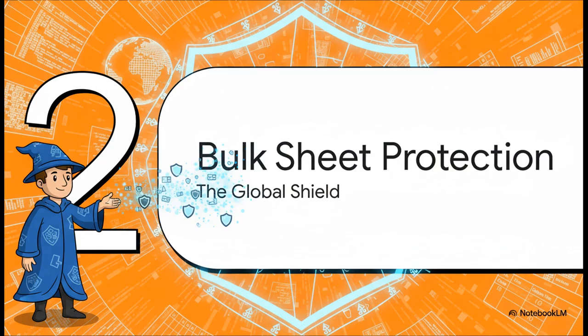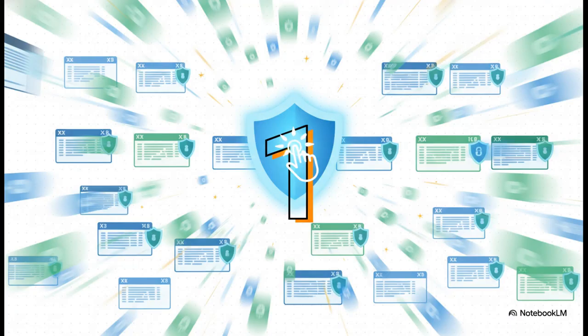Section 2. Bulk Sheet Protection. The Global Shield. So, with the brain of your workbook secured, we need the magical ability to scale that protection across all your sheets instantly, and it takes exactly one click. One single click. That is the incredible speed of this tool. Instead of right-clicking and password protecting 50 individual tabs, one by agonizing one, a single click deploys this massive global shield over all your sheets simultaneously.